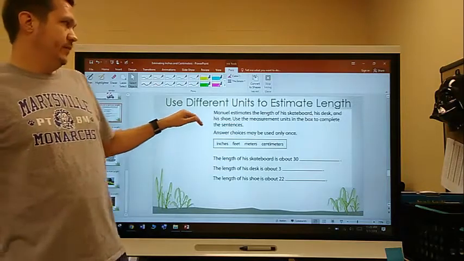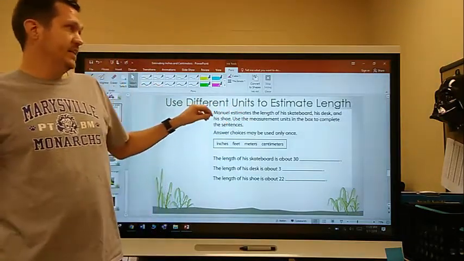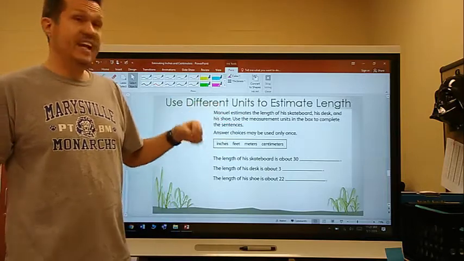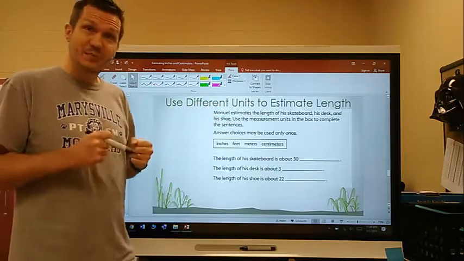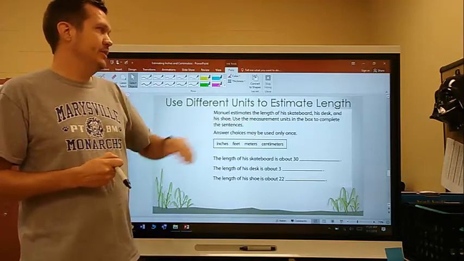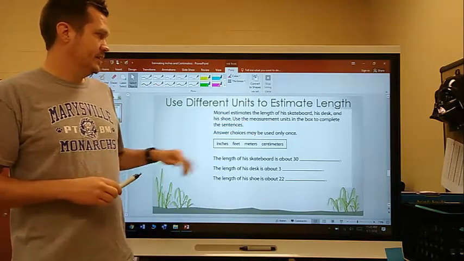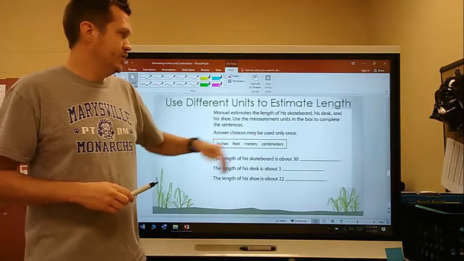So here we have Manuel estimates the length of his skateboard, his desk, and his shoe. Ooh, he's got a couple objects. This is going to be fun. Use the measurement units in the box to complete the sentence. Answer choices may be used only once.